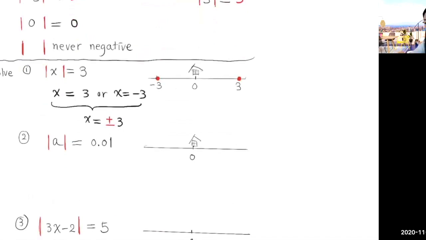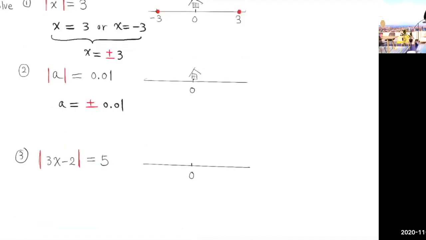Now, absolute value of a equals 0.01. So what would that be? What does a equal? Anyone? Negative or positive? Yeah, you got it. Positive and negative 0.01. So a over here will be equal to positive or negative 0.01. So you locate those two numbers.